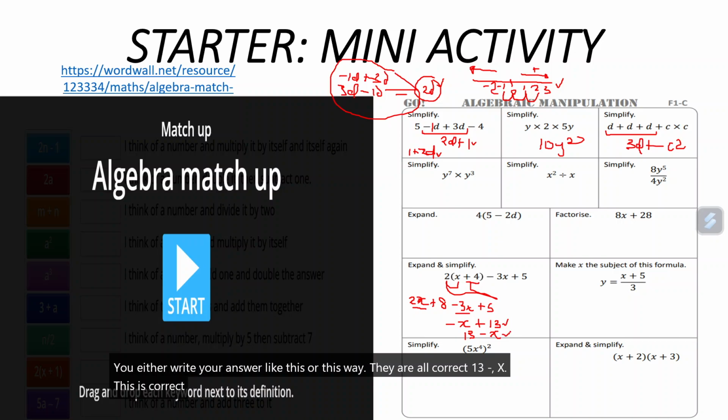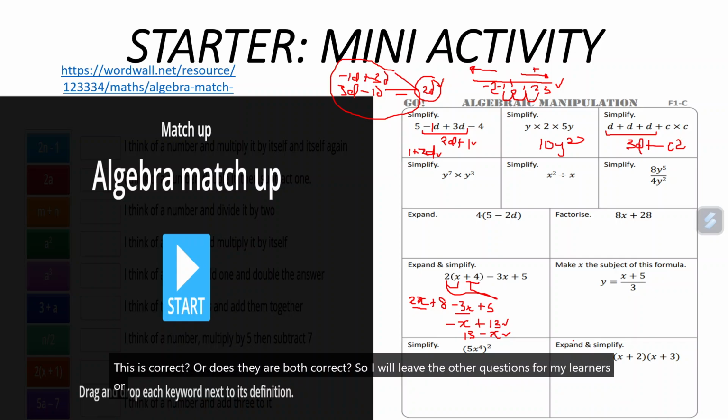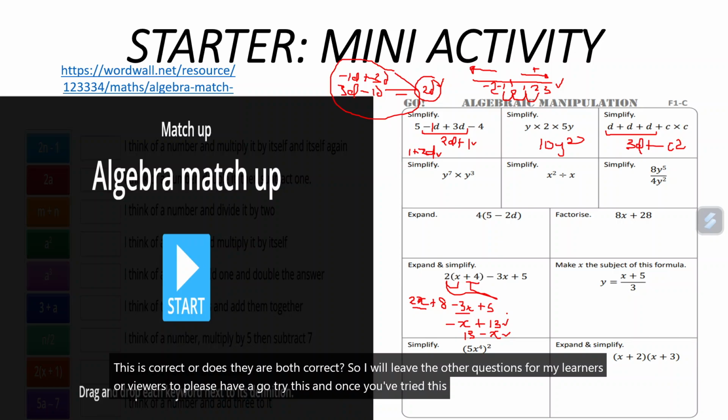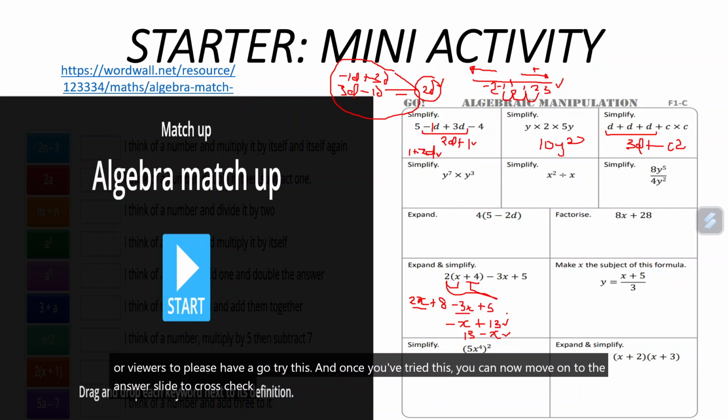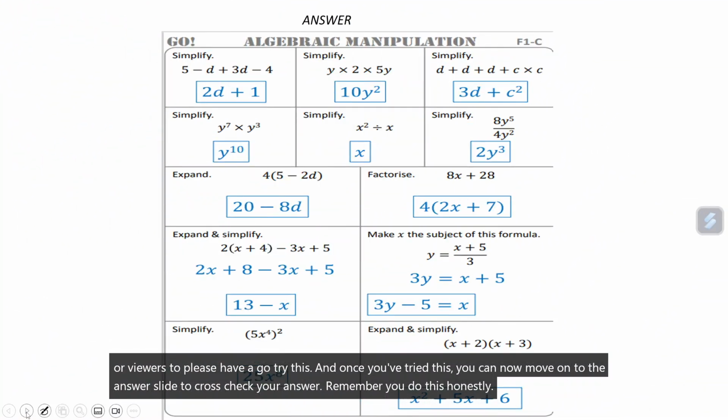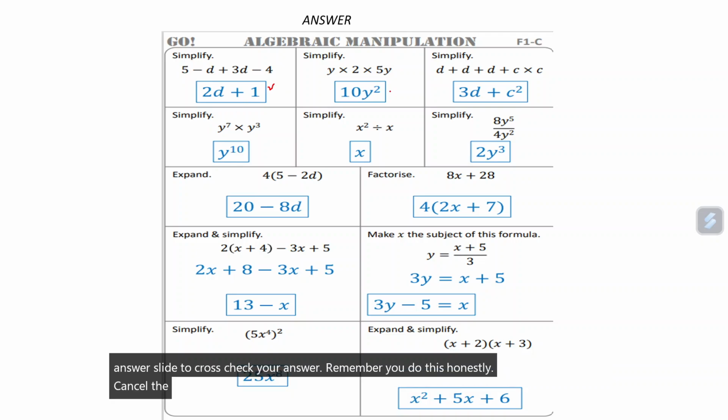They are both correct. So I will leave the other questions for my learners or viewers to please have a go. Try this, and once you've tried it, you can move on to the answer slide to cross-check your answer. Remember, you do this honestly. You can see the questions we tried. This is correct. This is correct. This is correct. And this is correct.